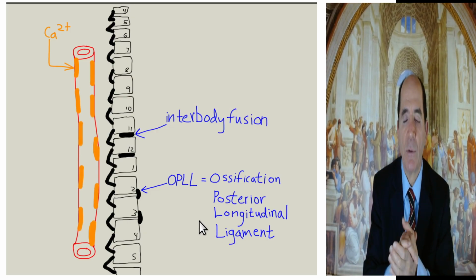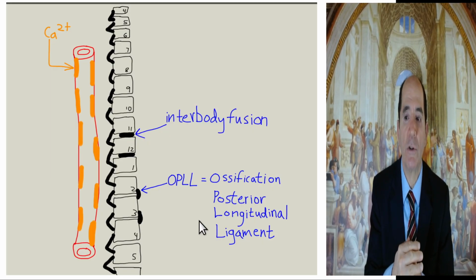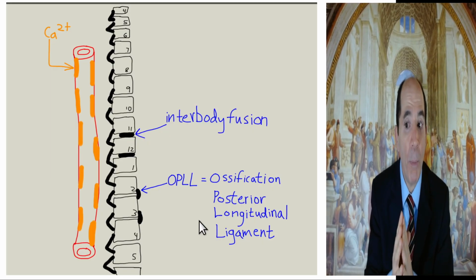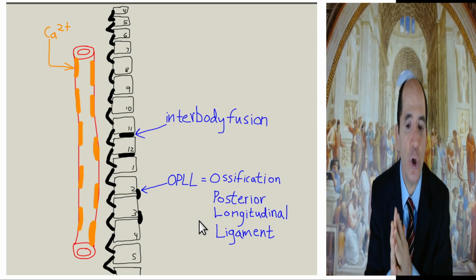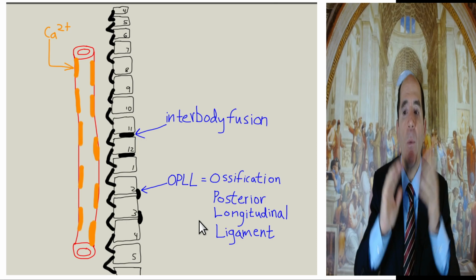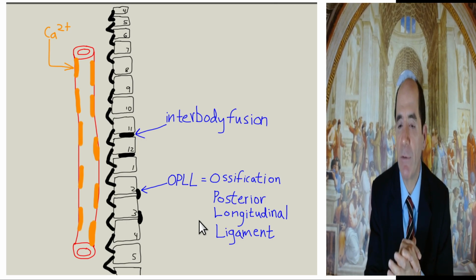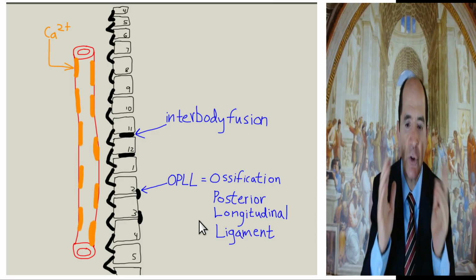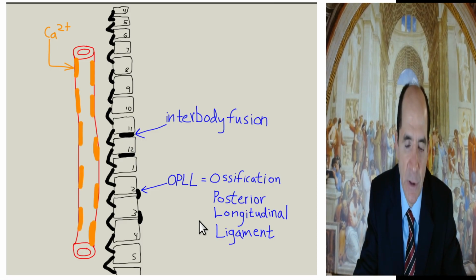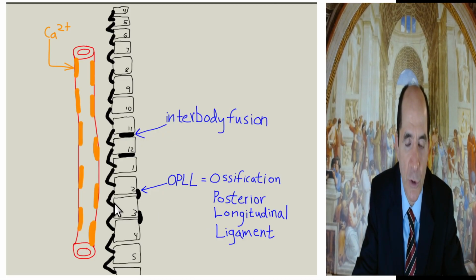Now, back when I was a resident in the 1990s, the journal articles would say stupid things like, OPLL is a rare condition seen most commonly in persons of Asian descent. And what a load of BS that is. I see it all day long in Western patients, every day, no exceptions. It's super common. All this stuff is the same disease. It is simply the spine attempting to fuse itself to prevent abnormal motion.